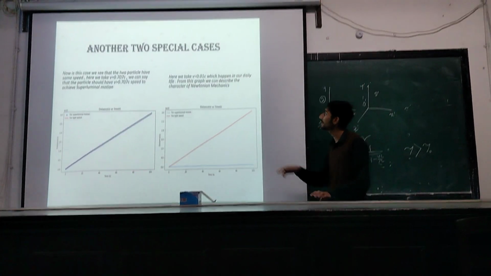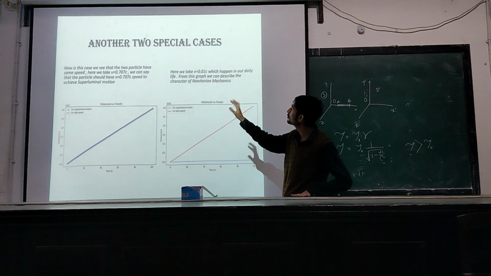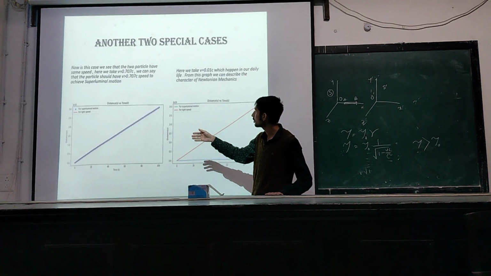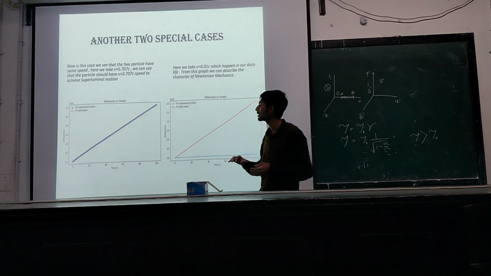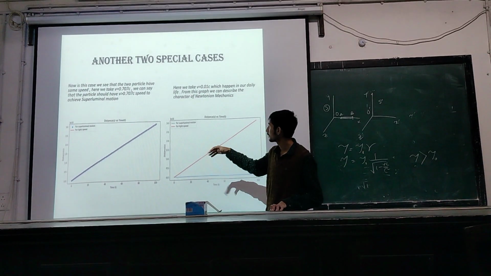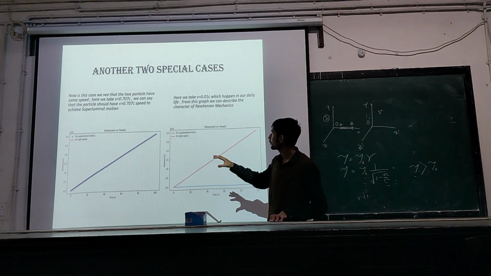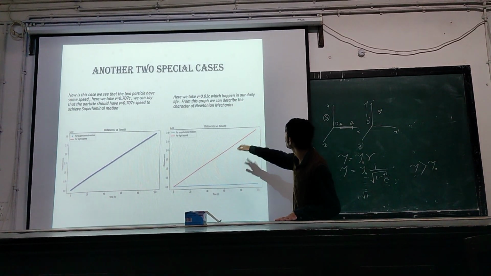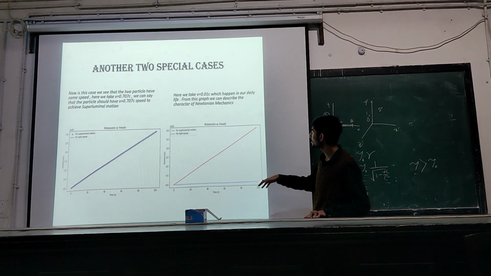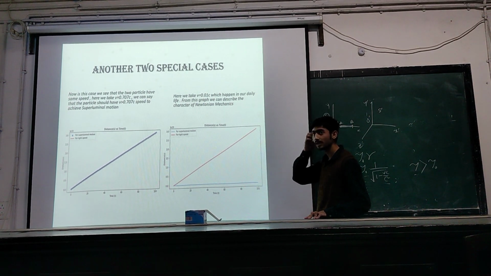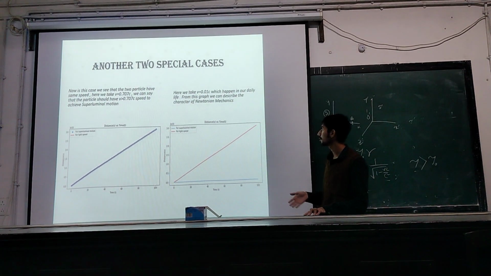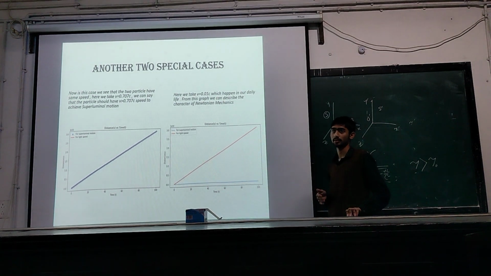In some special cases, if we take t equal to 0.707, the superluminal speed and the speed of light are actually the same, and the graphs collide with each other. Then in another special case, if we take v very, very much less than c, we see that it is a Newtonian mechanics thing, where c is very, very high and v is very, very lesser.